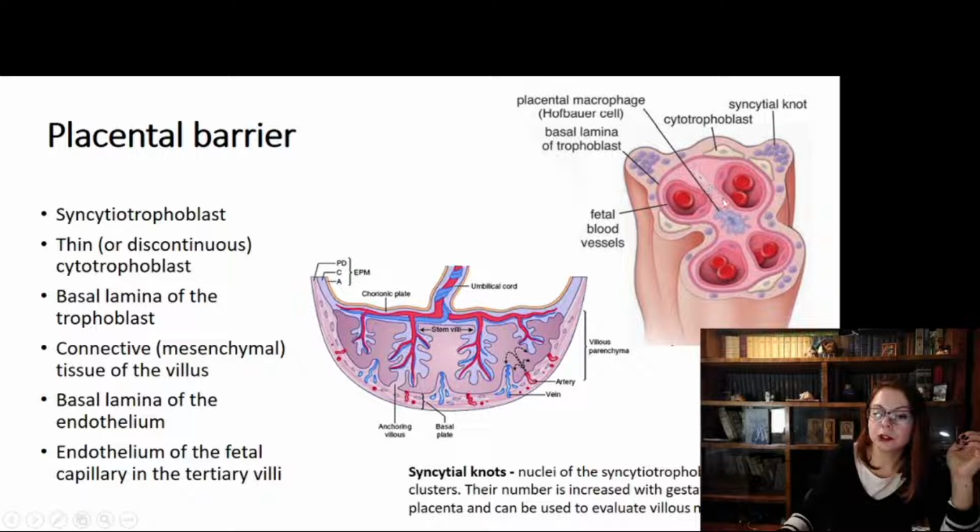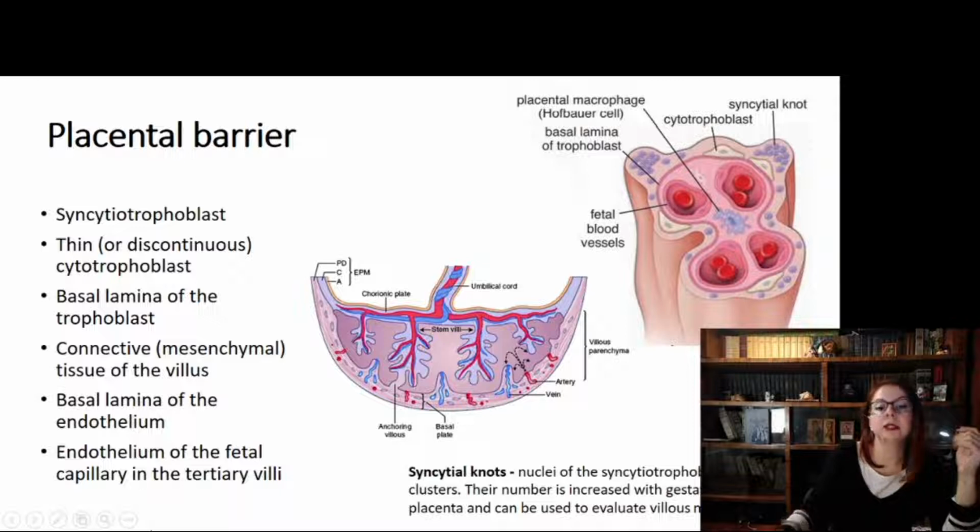Then connective tissue, the mesenchymal tissue of the villus, shown here, and a very important role in this layer is played by Hofbauer cells, those macrophages of fetal origin. So when we are talking about this connective tissue of the villus, we should imply macrophages, providing immune surveillance. Then, the basal lamina of the endothelium and the endothelium of the blood vessels. This is the typical structure of a blood capillary inside embryonic villi. So here, basal lamina and endothelial cells.